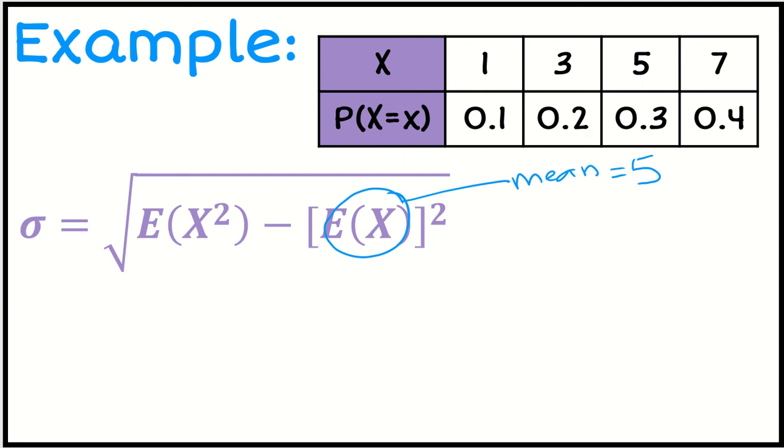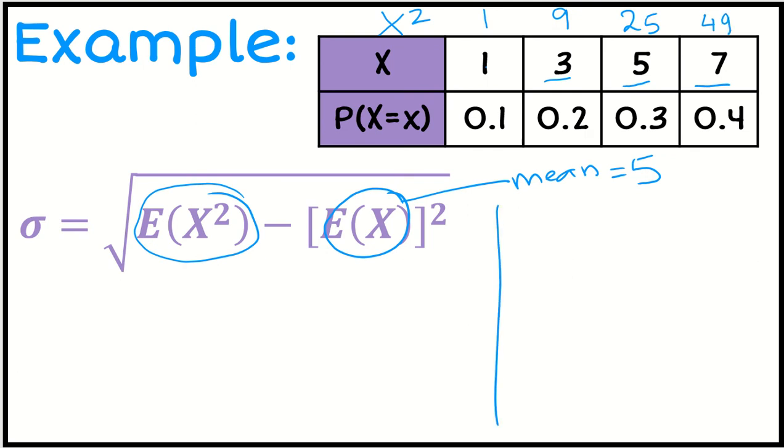Now what I want to do is find the expected value of x squared. So in my table, I've got x. Now I need to find x squared. If x is 1, 1 squared is 1. If x is 3, 3 squared is 9. If x is 5, 5 squared is 25. If x is 7, 7 squared is 49. So on the side here, I need to find the expected value of x squared.